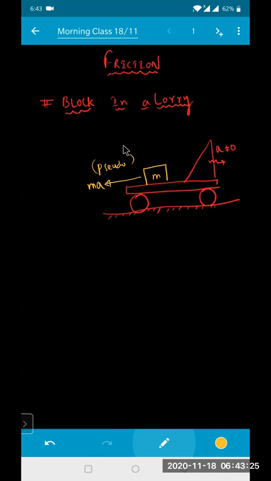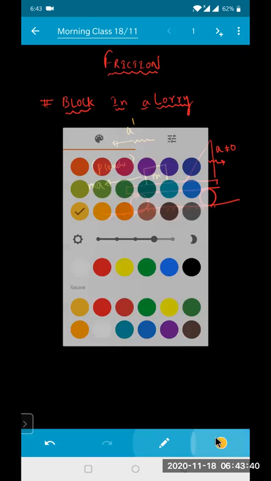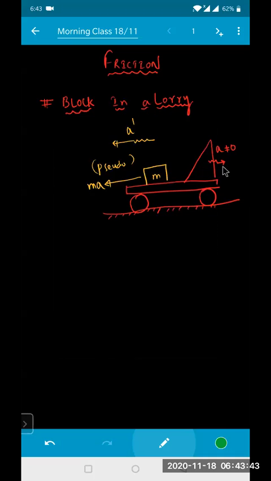That means the total block is moving with some acceleration. That acceleration I'm taking as A dash. Now this block is moving in the front direction. What are the forces acting on this block, beta? On this block of mass M, as it is in motion, obviously there will be a kinetic friction. And the pseudo force acting on this body is in this direction, that is M into A. And the acceleration of this block is in the backward direction, that is A dash.